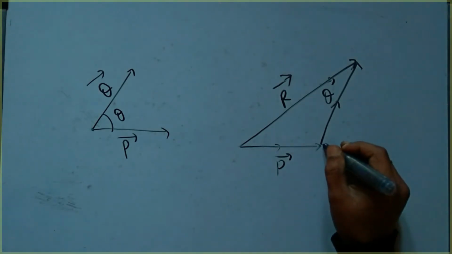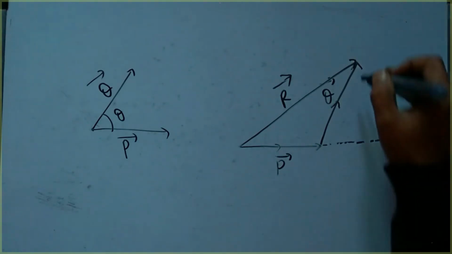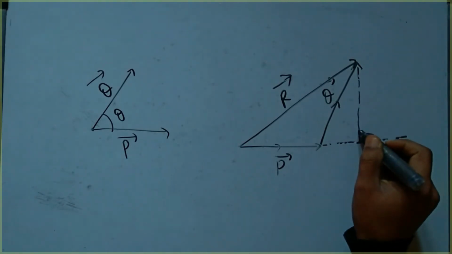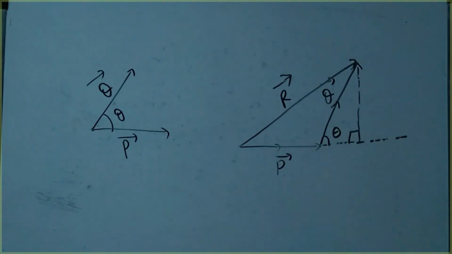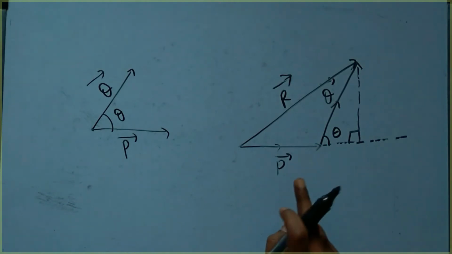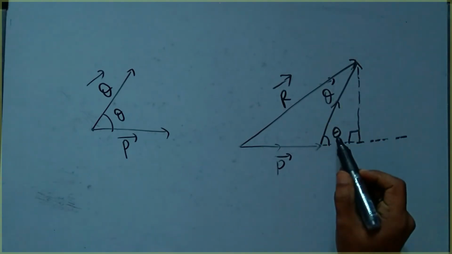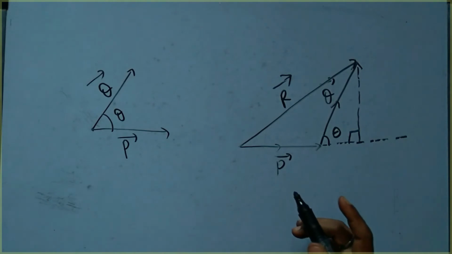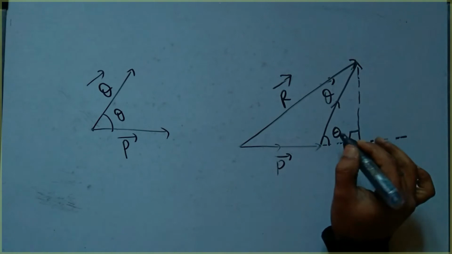Now if we extend this line and draw a perpendicular, this has to be 90° and this has to be theta, which is the angle between P and Q vectors. Most of the students make a mistake while taking this angle between the two vectors. Here theta is the angle which should be taken, whereas most of the students I have seen take this angle, which is the supplementary of theta.